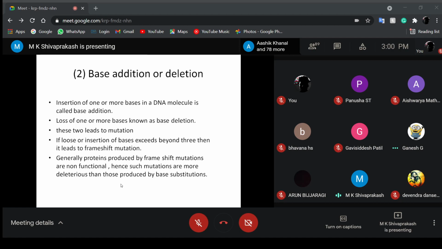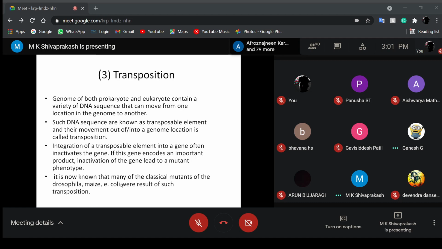Of course, the reading frame is completely changed as a result. Generally, proteins produced by frame shift mutations are non-functional. Hence, such mutations are more deleterious than those produced by base substitution.